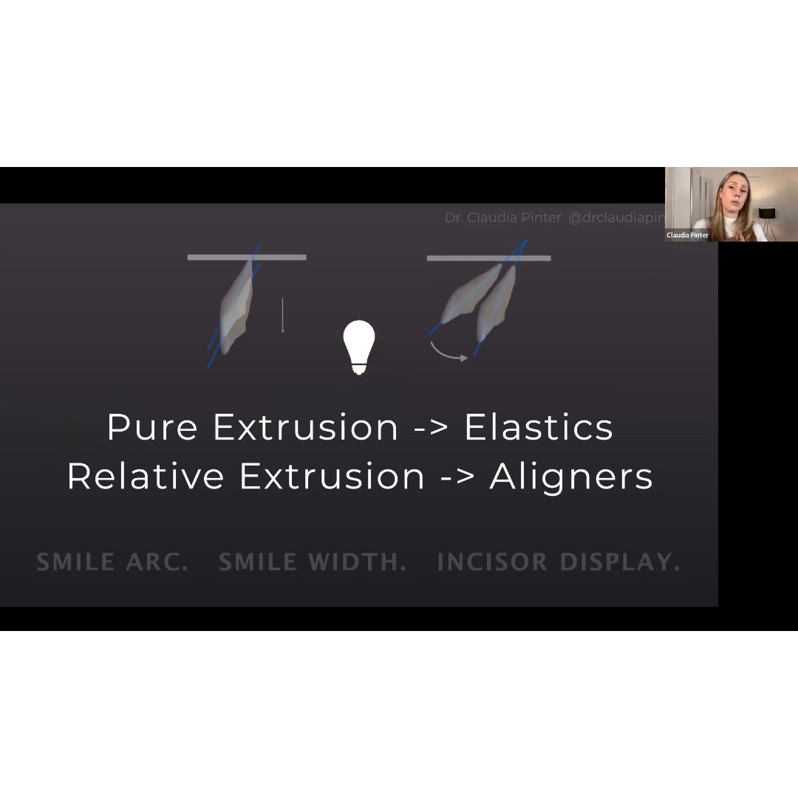However, you want to be sure you can place gingival beveled attachments. This will support the relative extrusion movement. So pure extrusion needs an elastic. Relative extrusion can be done with the aligner alone.